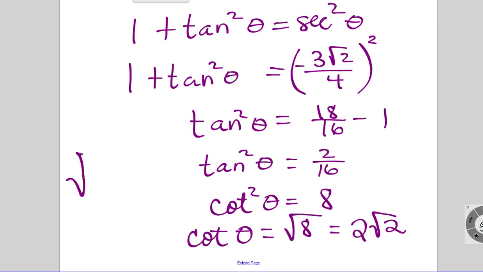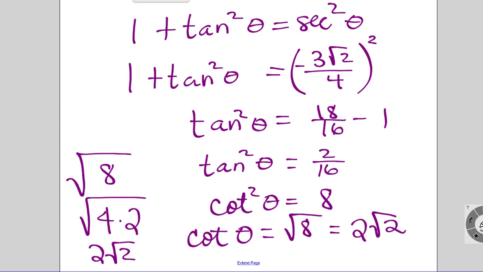How do we do that? Square root of 8. I'm going to think about a factor that's a perfect square. That would be 4 times 2. The square root of 4 is 2. But that other 2 has got to stay beneath the radical. So, 2 root 2. Okay. Yes, you remember.